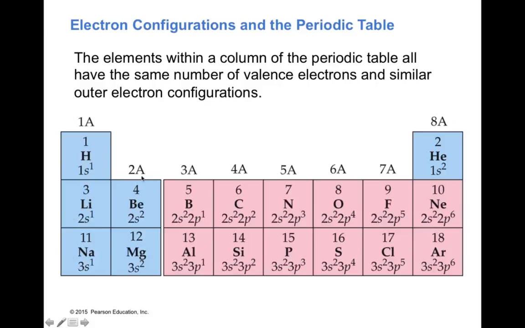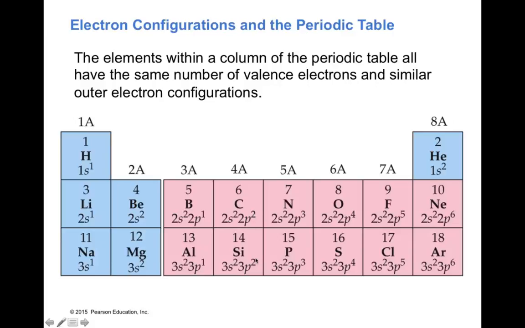For family number 2, we have 2s2 and 3s2. For family number 3, we have 2s2 2p1 and 3s2 3p1. For family 4, 2s2 2p2 and 3s2 3p2.